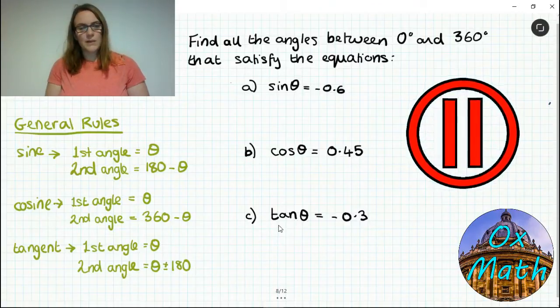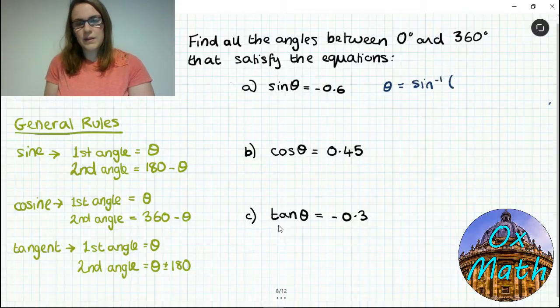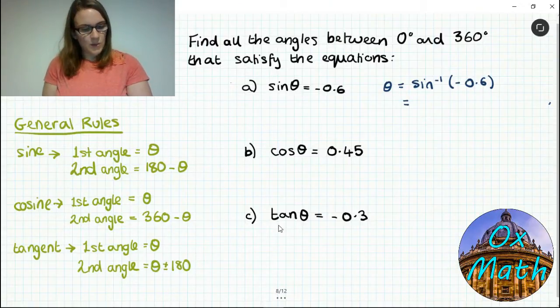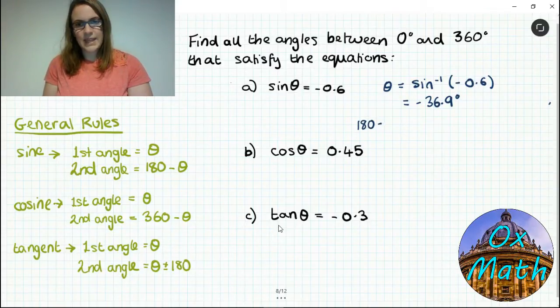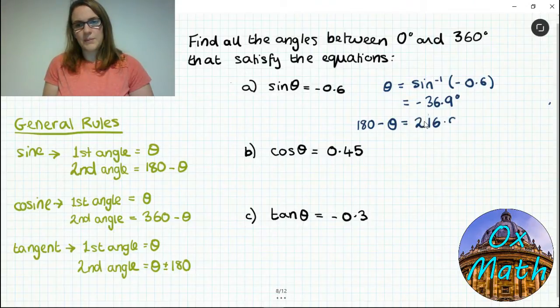So pause the video and have a go at answering these questions. So for question one, you need to find your first angle by doing sine minus 1 or inverse sine of minus 0.6, which from your calculator you should get minus 36.9 degrees. Now to find your second angle, you do 180, take away your first angle. 180, take away minus 36.9 is the same as adding, so that would be 216.9 degrees.